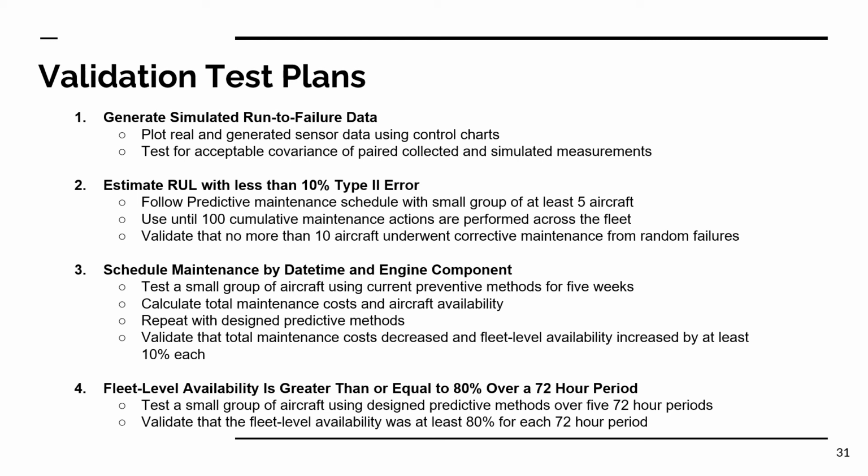For the third one, we will test a small group of aircraft using current preventive methods for 5 weeks, and then calculate the total maintenance costs and aircraft availability for both predictive and preventive, and validate that the total maintenance cost decreases and fleet level availability increases by at least 10% each under the predictive. And for the last one, we will test a small group of aircraft using the designed predictive methods, over 5 72-hour periods, and validate the fleet level availability for at least 80% over each period.